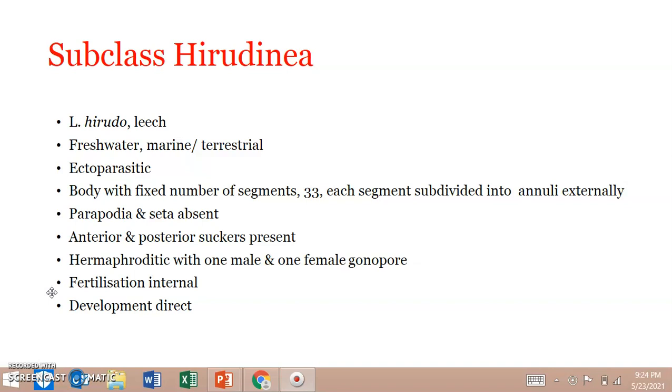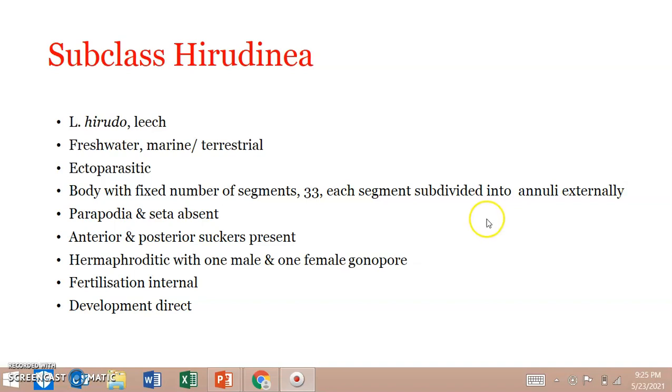Body consists of a definite number of segments, on an average around 30 to 40 maybe. Each segment is subdivided into annuli externally, and this is what we saw in the case of Arenicola, isn't it? That is, each segment is further divided. Only the external division is there by means of annuli. Internally, such a division is not seen. Segmentation is there externally and internally, but each segment is subdivided into annuli externally.